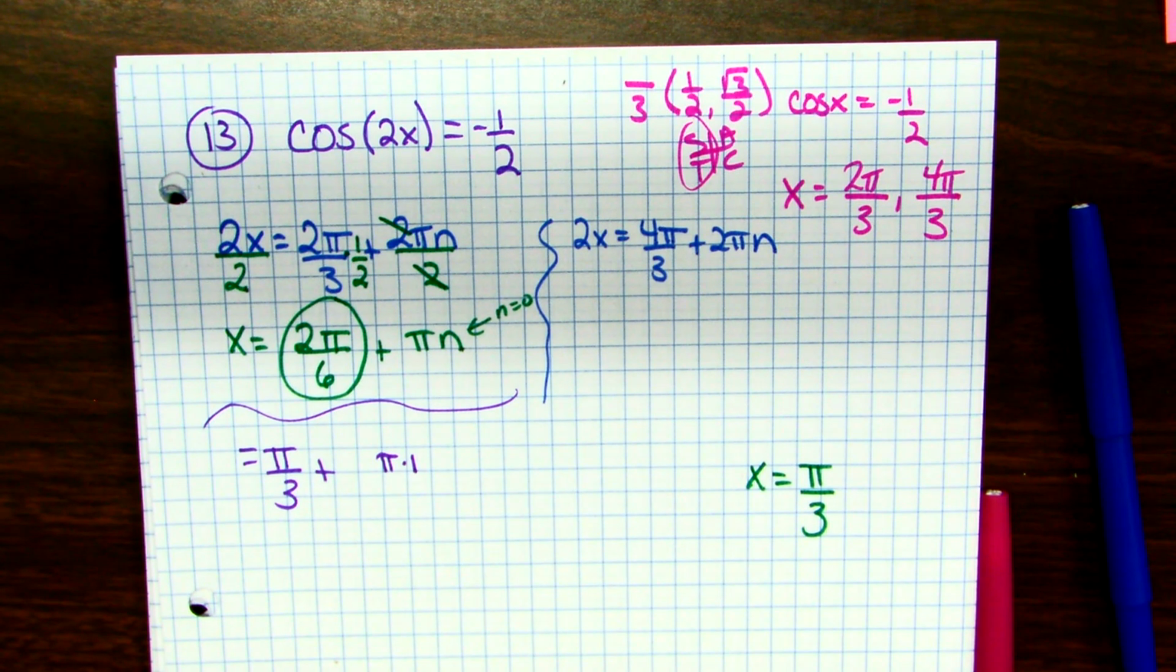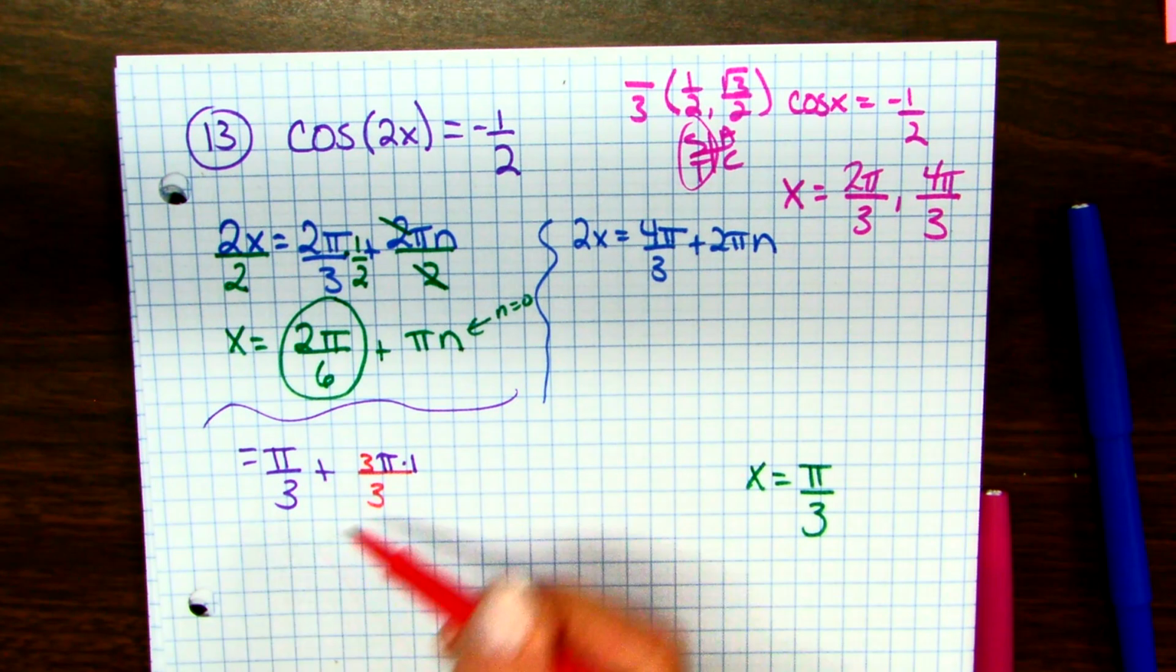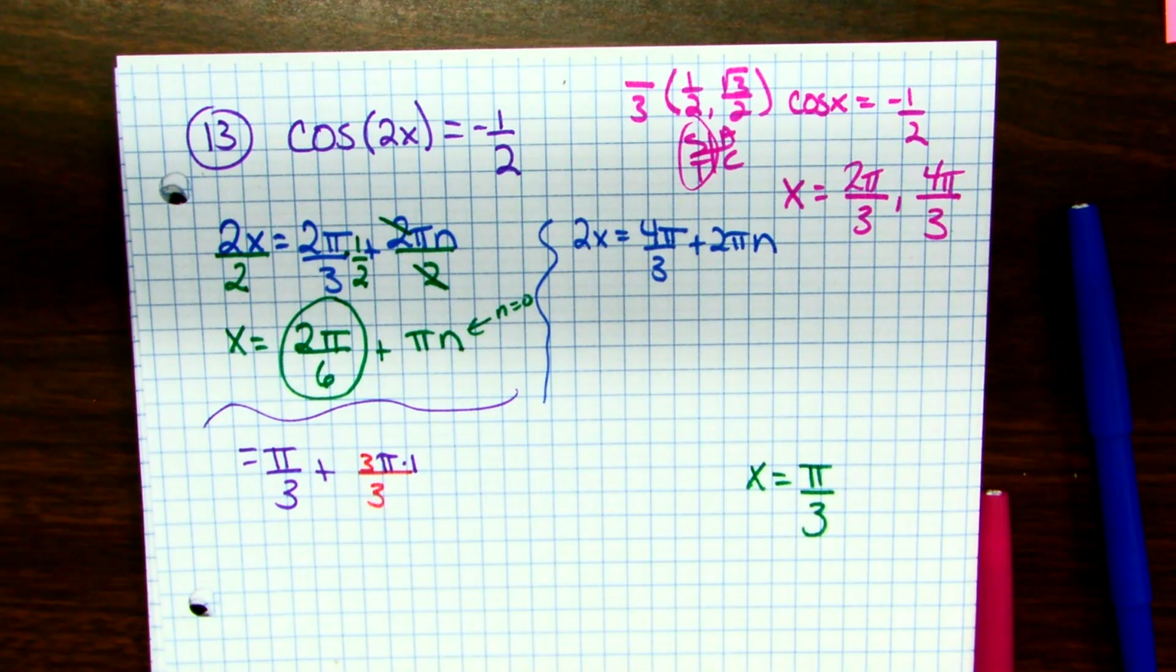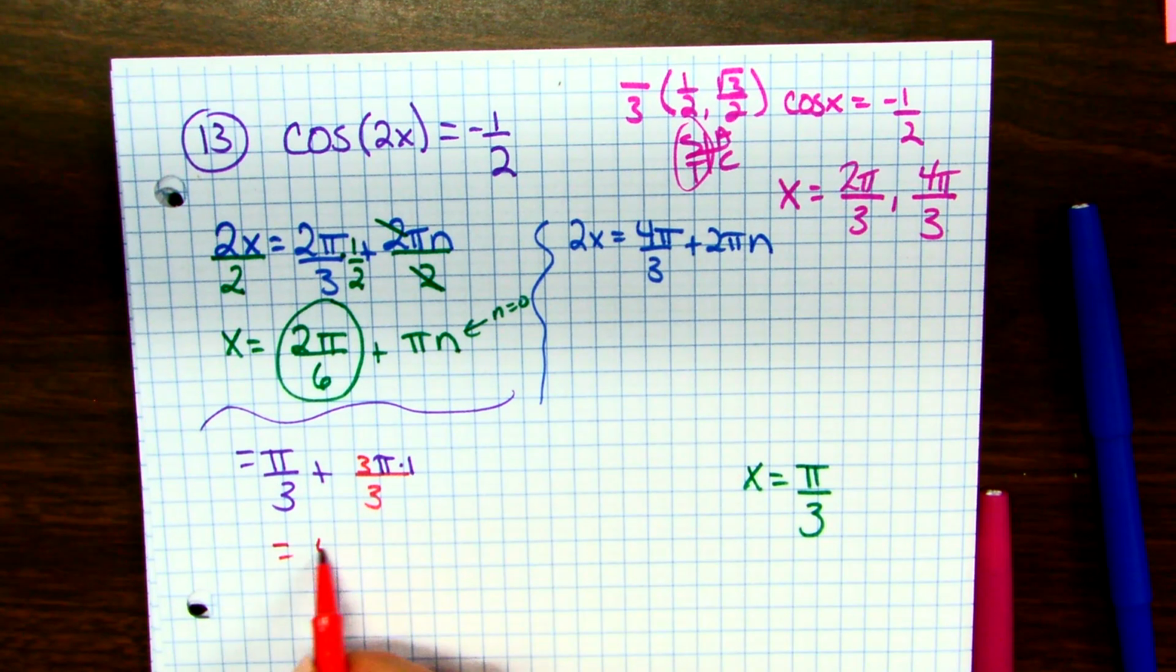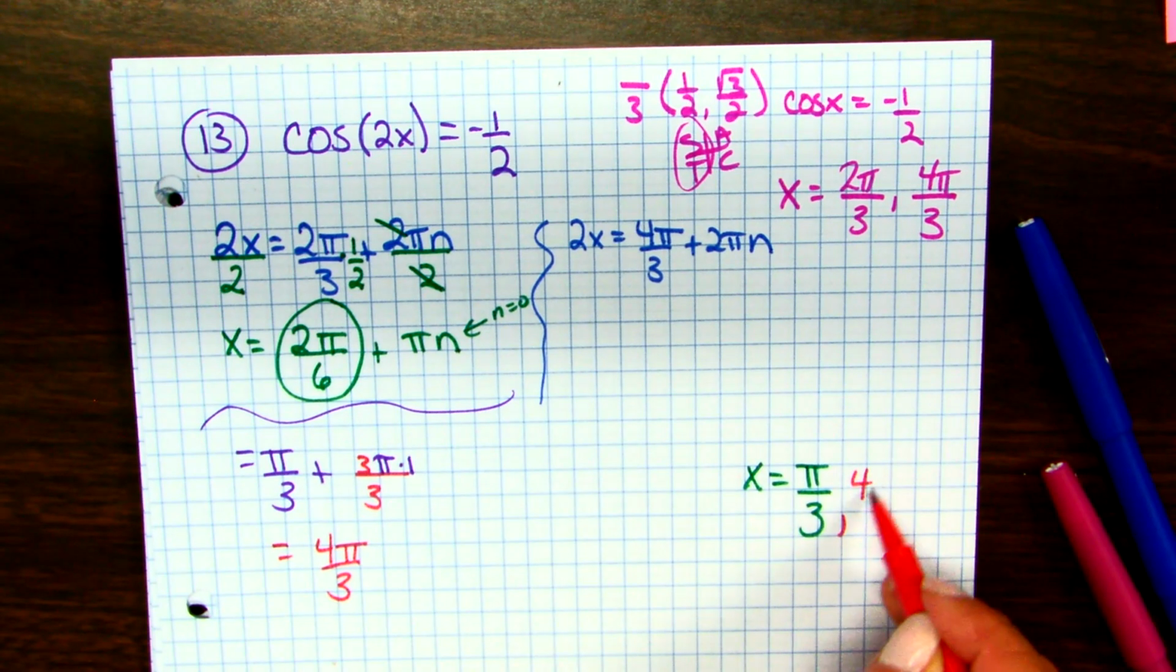But I need a common denominator, and we've done this a million times. To make pi into a fraction is nice and easy. Just put whatever denominator you want on top and bottom, because 3 over 3 is 1, right? So 1 pi is the same as 3 pi over 3. And we get 4 pi over 3. That's already simplified, good to go.